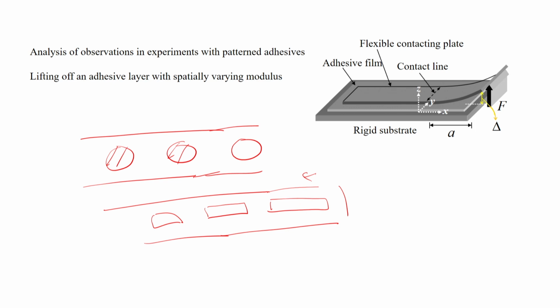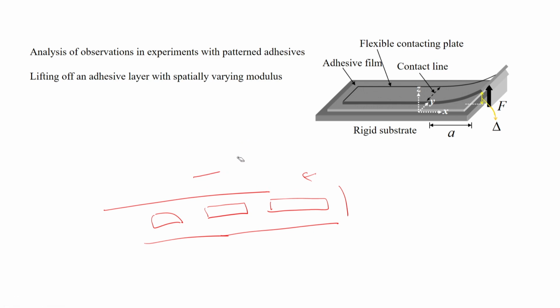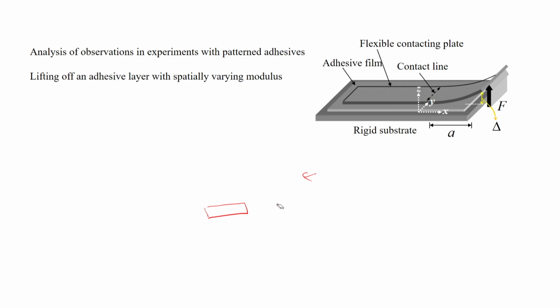So we can look at the results that we presented on this slide, in which the adhesive has thickness that varies spatially and the modulus also varies spatially. We can think of these experiments in this kind of adhesive, which has this modulus and thickness variation. So let us see how you can analyze these adhesives with spatially varying modulus.